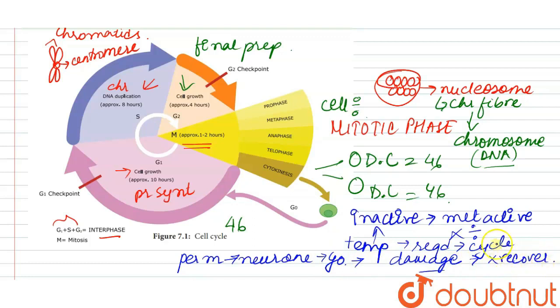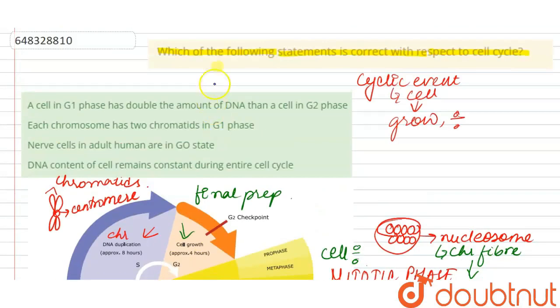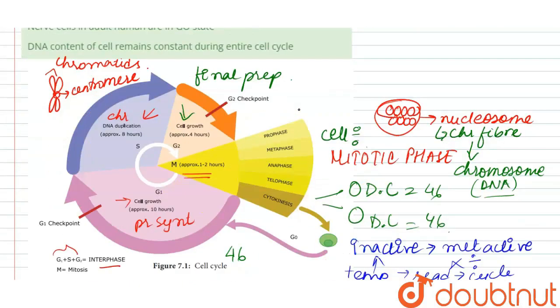Now let us take the options. The first sentence says that a cell in G1 phase has double the amount of DNA than a cell in G2 phase. No, this is actually the opposite, because we know that in the S phase the DNA is getting duplicated. So the amount of DNA in G1 phase is less than that of the G2 phase, because from S phase onward, the cell will have double the amount, not before. So G2 phase has double the amount of DNA that a cell in G1 phase has, not the other way around.